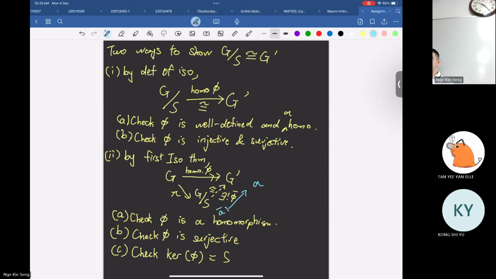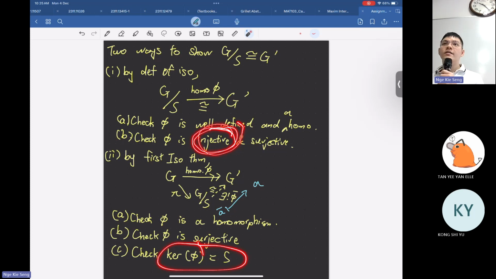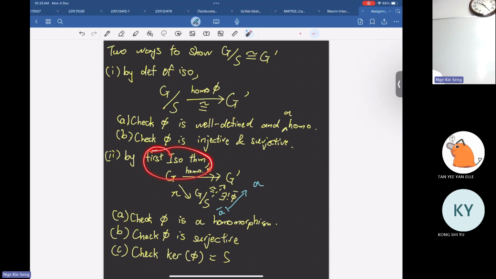So the difference really lies in this injective part. One of them you need to show injective, the other you need to check the kernel. And then the first isomorphism theorem will give you the isomorphism you need. Does it make sense?